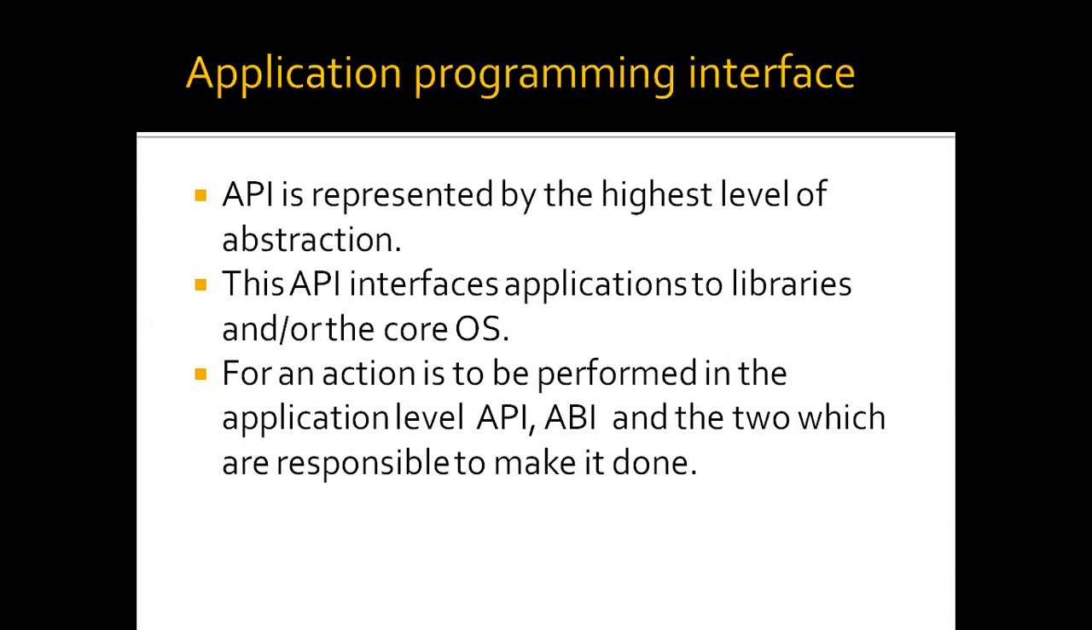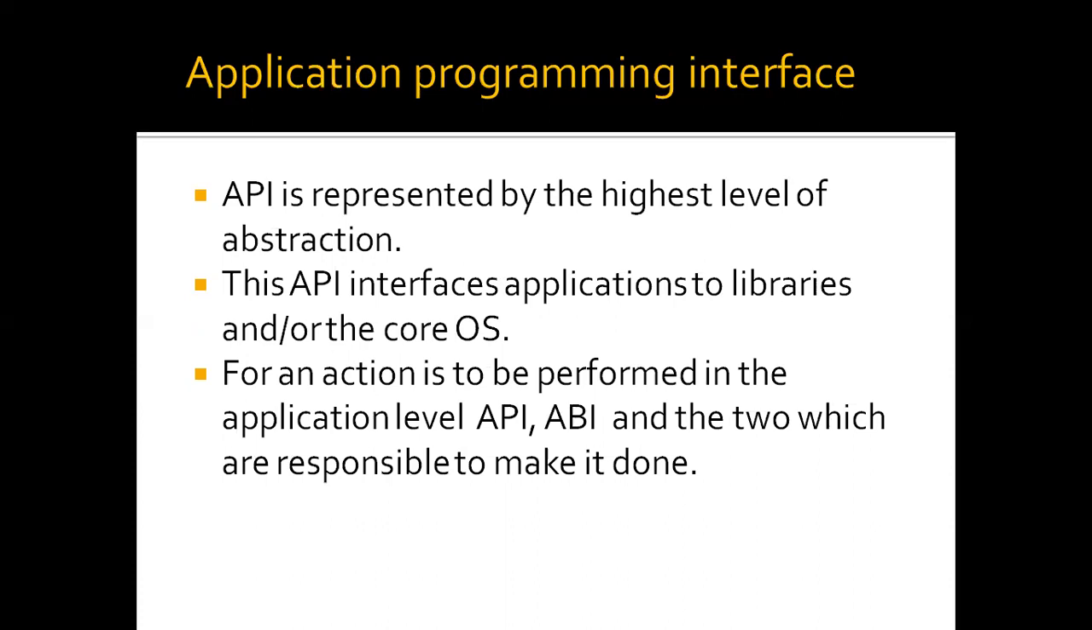So now, the application programming interface. What is an application programming interface? It is represented by the highest level of abstraction. This API interfaces applications to libraries and the core of the operating system. Means this API interfaces the applications to libraries or the core of the operating system.